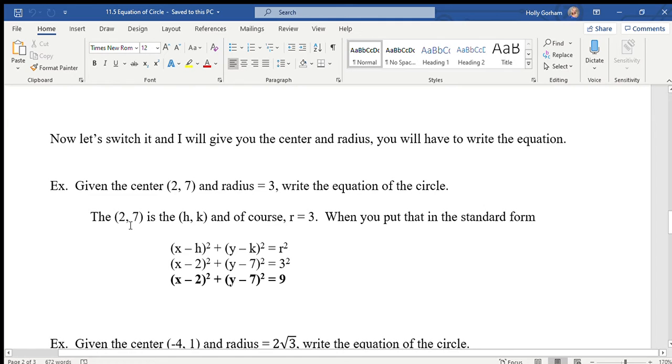Now notice that it's a positive 2 and a positive 7 in the ordered pair, but when you put it back into the equation, it becomes minus 2 and minus 7. And then of course we finish by putting 3 squared equals 9.